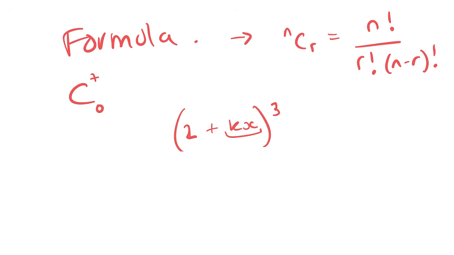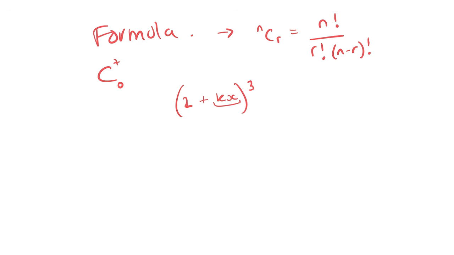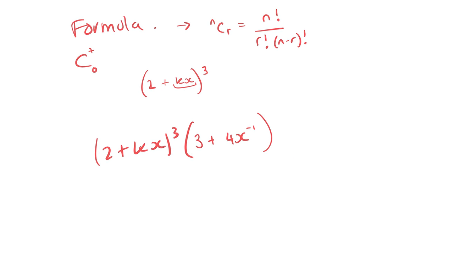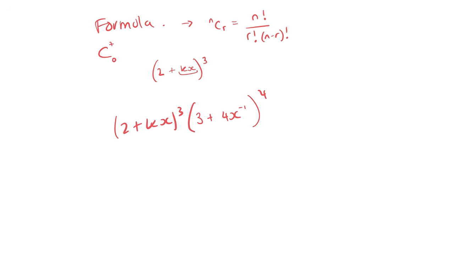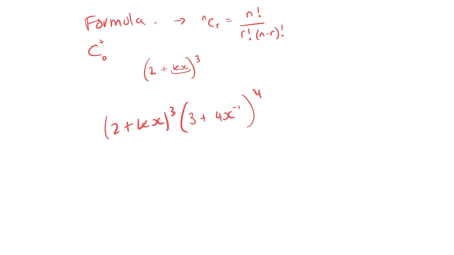Remember, each time you've got to square the k, etc. If it then says, once you've expanded that, you're now going to multiply this by 3 plus 4k to the minus 1, to the power of 4, whatever, and it says to you, the coefficient of x squared.